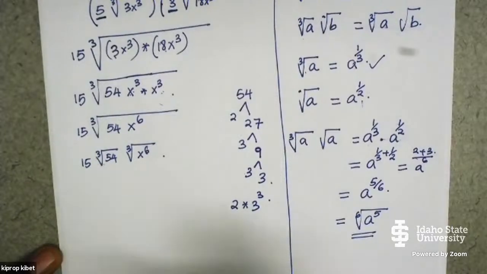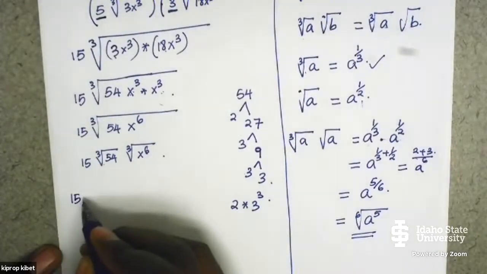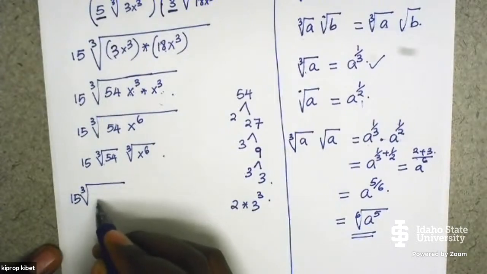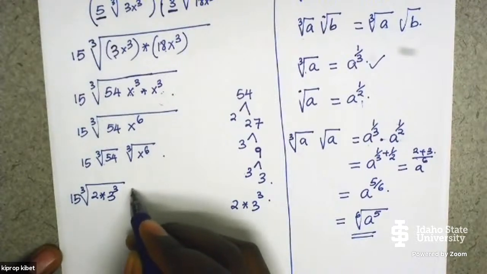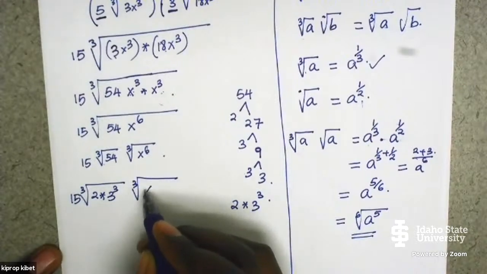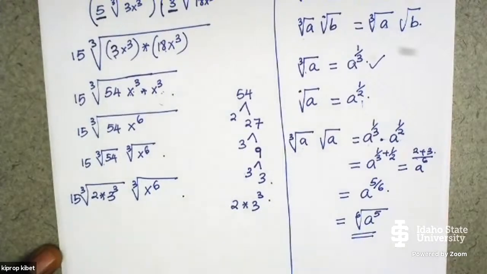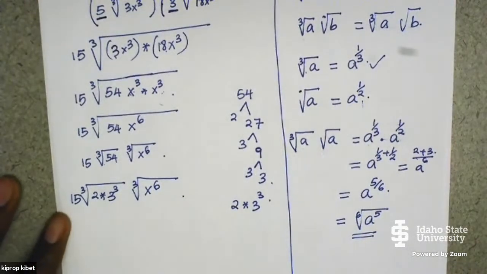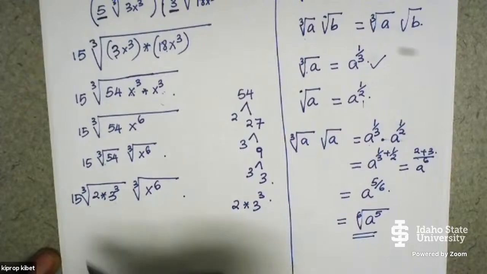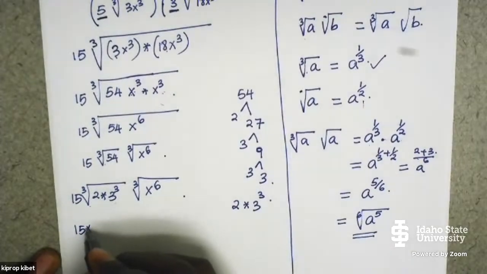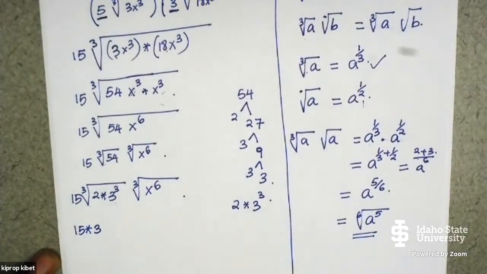So here, it will now be 15, the cube root of 2 multiplied by 3 raised to 3, the cube root of x raised to 6. Now, when you simplify this, what happens? They cancel. So it will be 15 multiplied by what? How about this one?